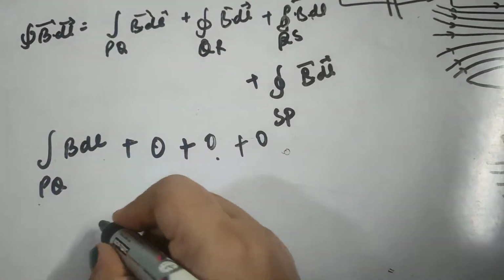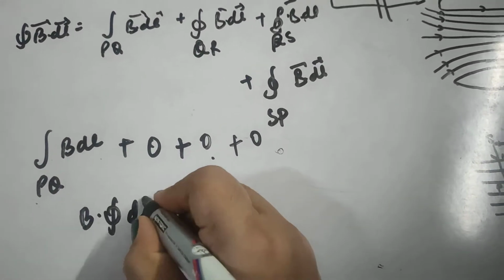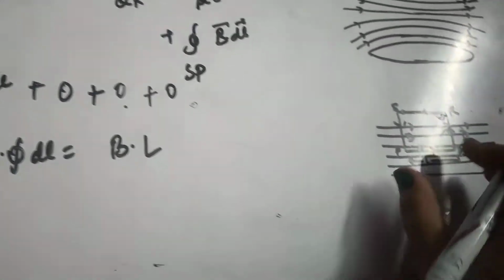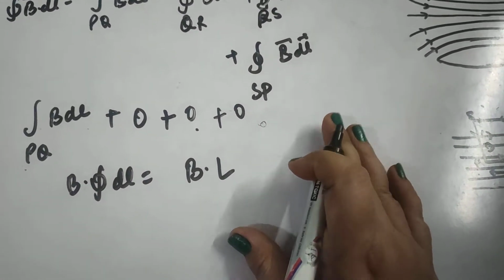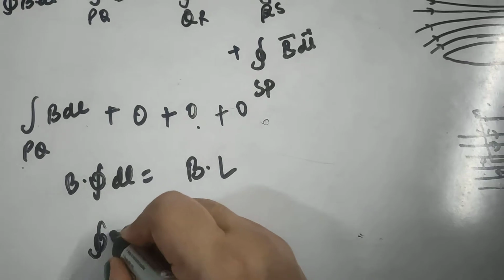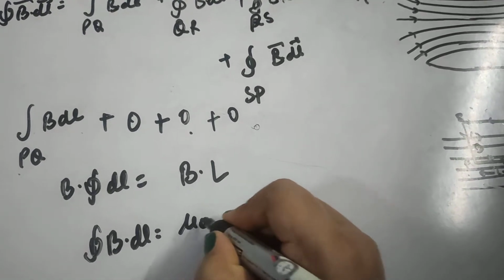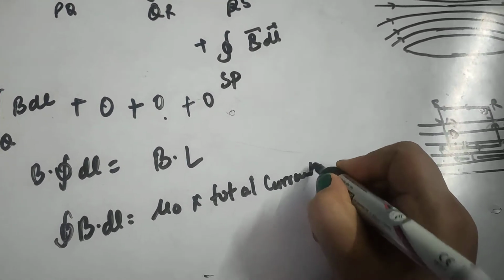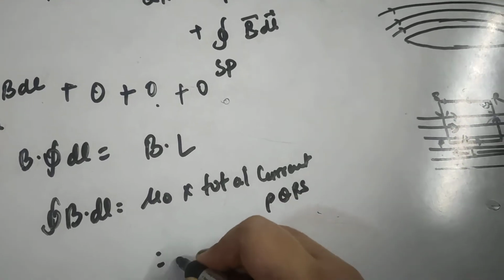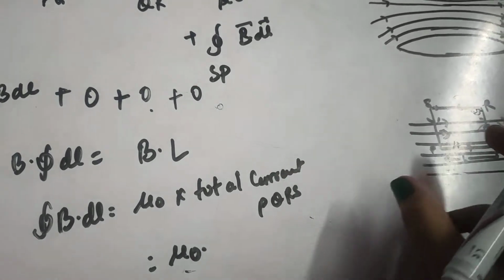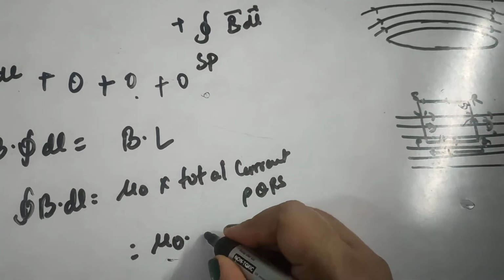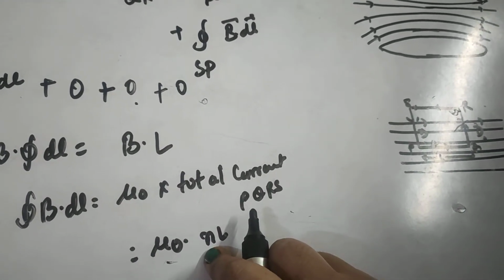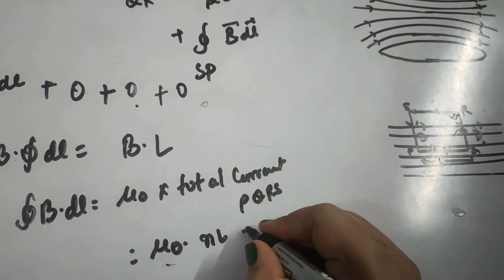Now let us calculate this. This is B times the integral of dl, which is equal to B into the total length. Suppose the total length of this path is L, so this is BL. Now according to Ampere's law, the integral of B dot dl is equal to mu naught into the total current through the loop PQRS. That is equal to mu naught times the total current. Suppose the rectangular loop has n turns per unit length, so the total number of turns is n into L, where L is the length of each part. So it becomes n into L into current I.